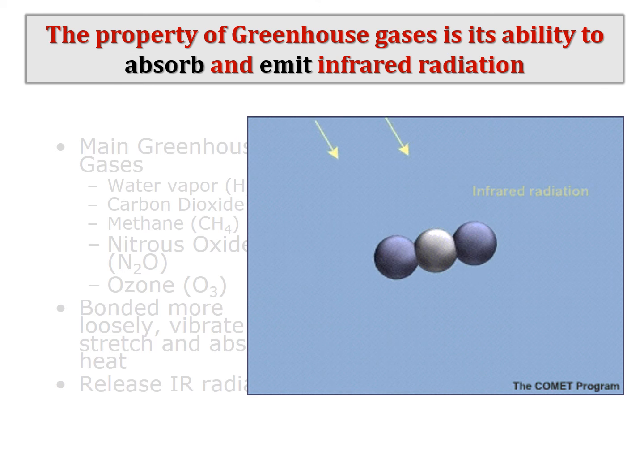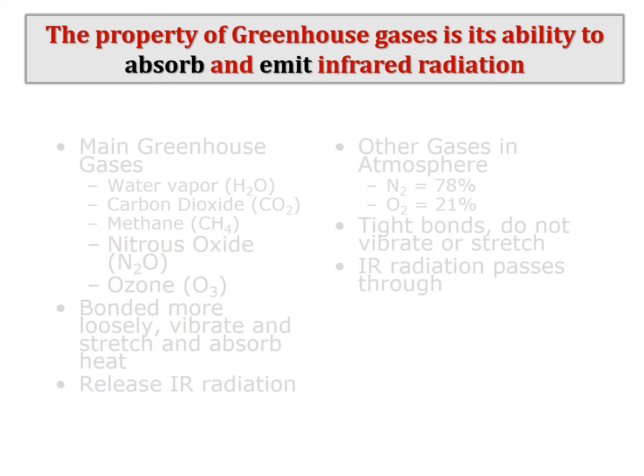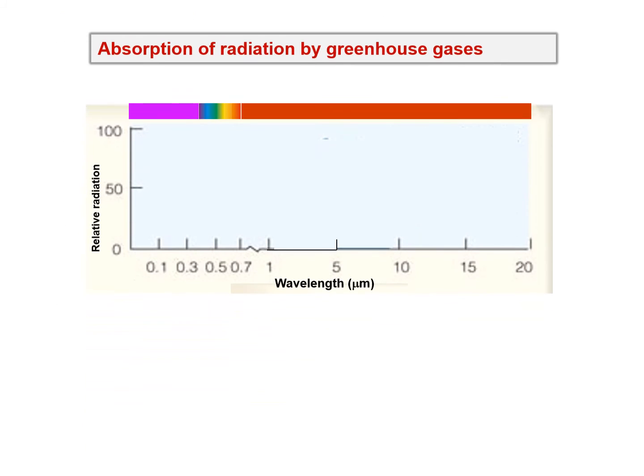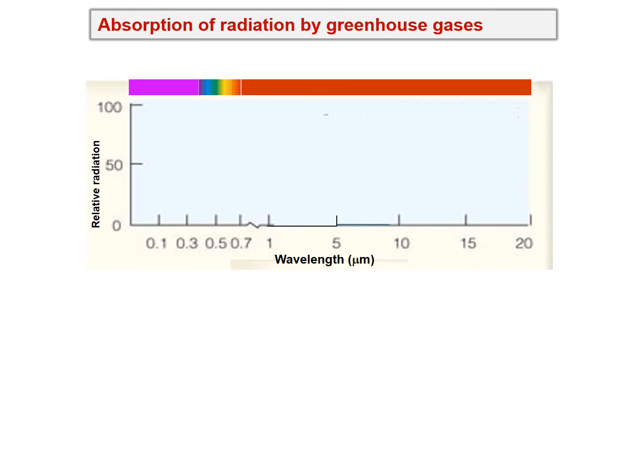Because for long wave radiation, water vapor can absorb it, then re-emit it, then keep the energy in the atmosphere. So that's the wavelength radiation from the solar.